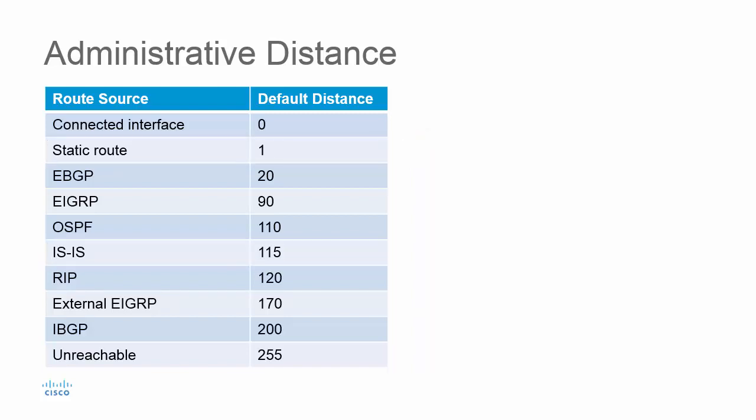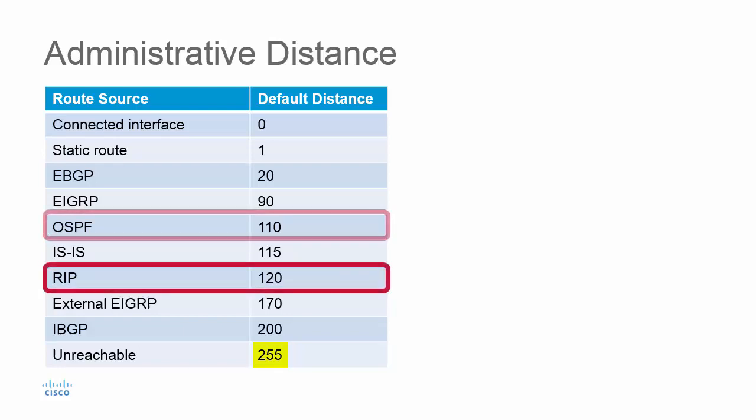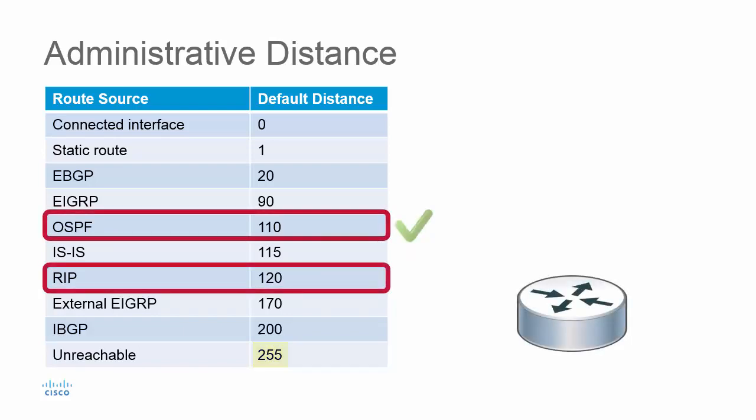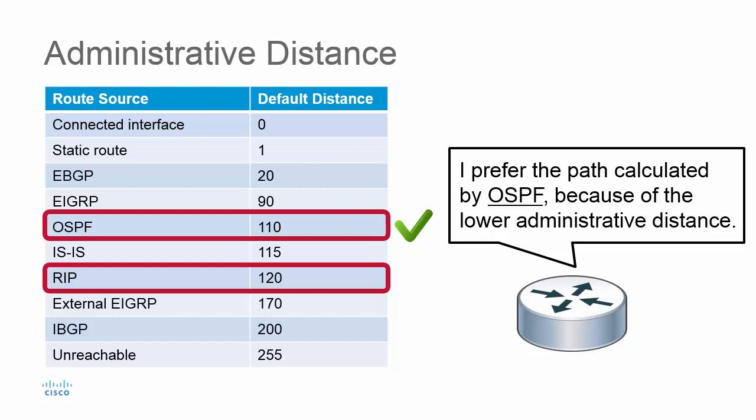Here are the default administrative distances for various protocols, but you should also know that administrative distance can be tuned for each routing protocol. Now, for example, if the router gets information from a certain network from RIP and OSPF, the router will prefer the path calculated by OSPF because of the lower administrative distance. OSPF has AD 110, while RIP has an AD of 120.